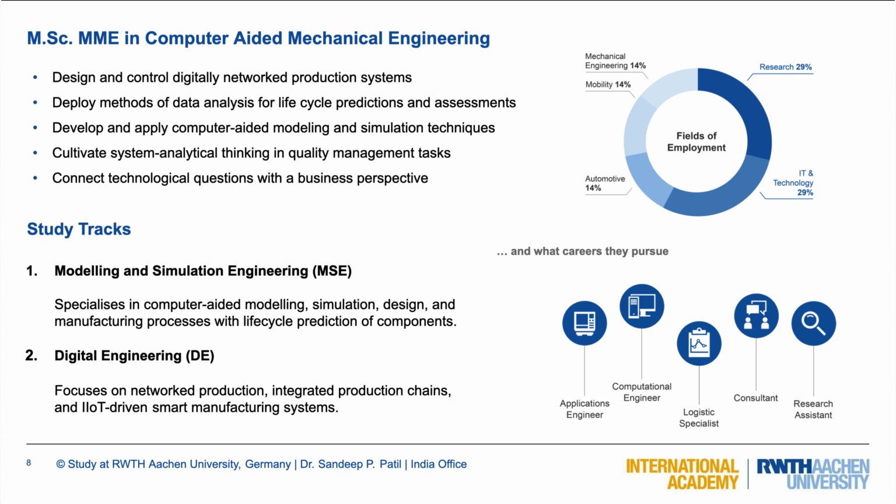There are two tracks for this program: modeling and simulation, which, as I said previously, is focused on design, modeling and simulation. And the second one is digital engineering, where we are focusing on networked production, mainly integrated production chains, then IIoT. This is also interesting from the smart production point of view. Therefore, you can opt for industrial engineering if you are interested in digital engineering.